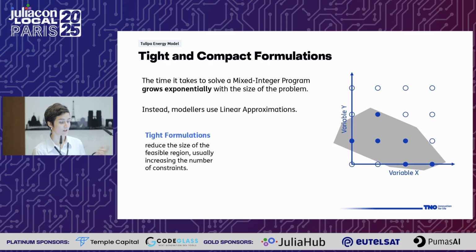So tight formulations reduce the size of the feasible region, and they usually increase the number of constraints. So you're shrinking the area that the solver has to search in order to find the actual solution. So it will solve faster.